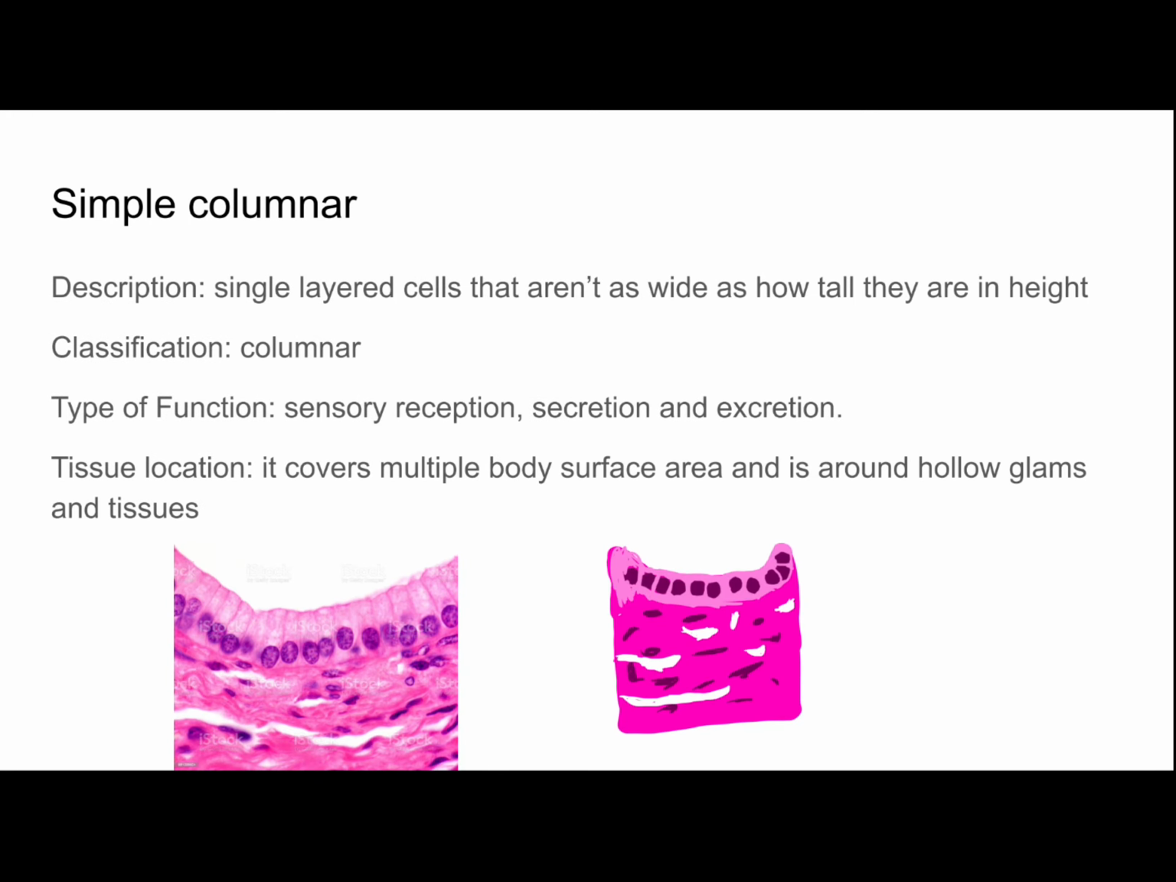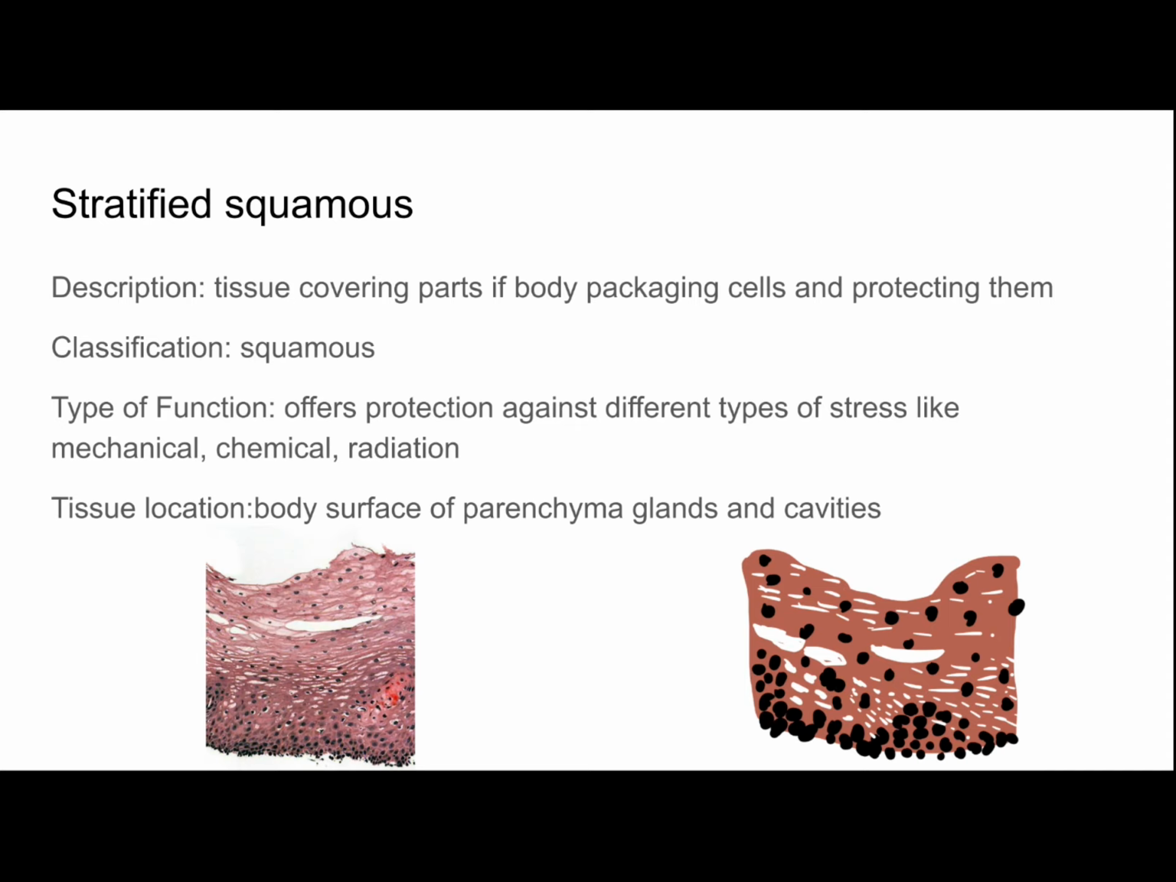Okay, so the simple columnar is a bunch of single-layered cells that aren't as wide as they are tall, so they're longer than they are wide. And it's also columnar, and all it does is receive a bunch of sensors, and it absorbs and then it secretes. So excretion is absorbing, and secretion is exporting out. It's located in multiple body surface areas and around hollow glands and tissues around the body.